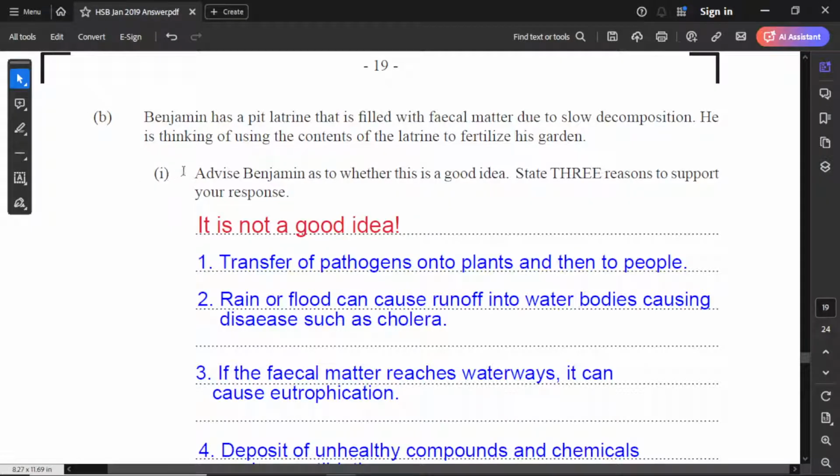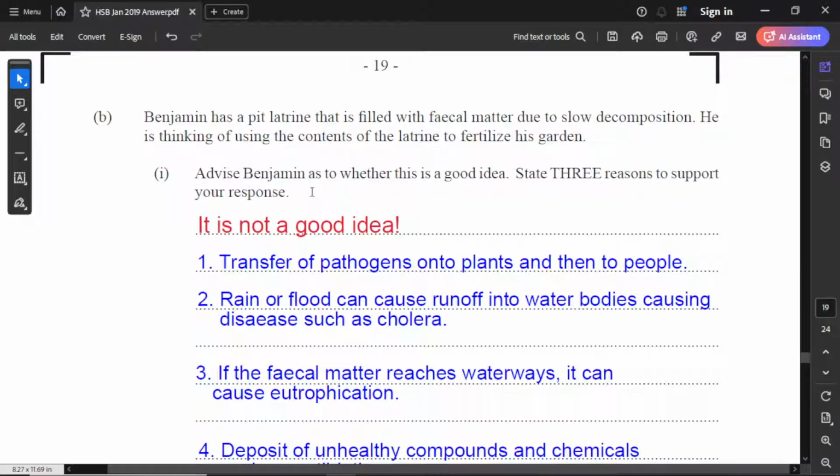All right, part B. Now, Benjamin has a pit latrine that is filled with fecal matter. He said due to slow decomposition, he is thinking of using the contents of the latrine to fertilize his garden. Oh my God. All right. Part 1. He said, advise Benjamin as to whether this is a good idea. State 3 reasons to support your response.